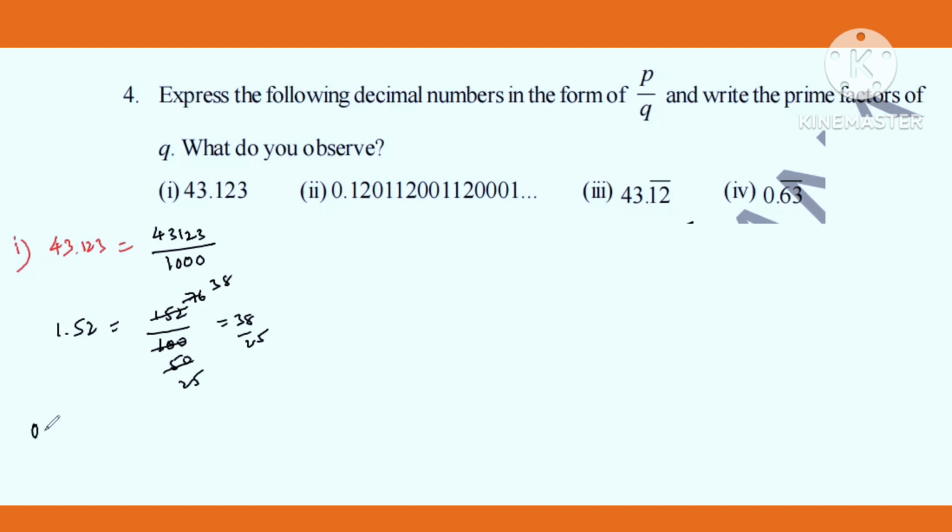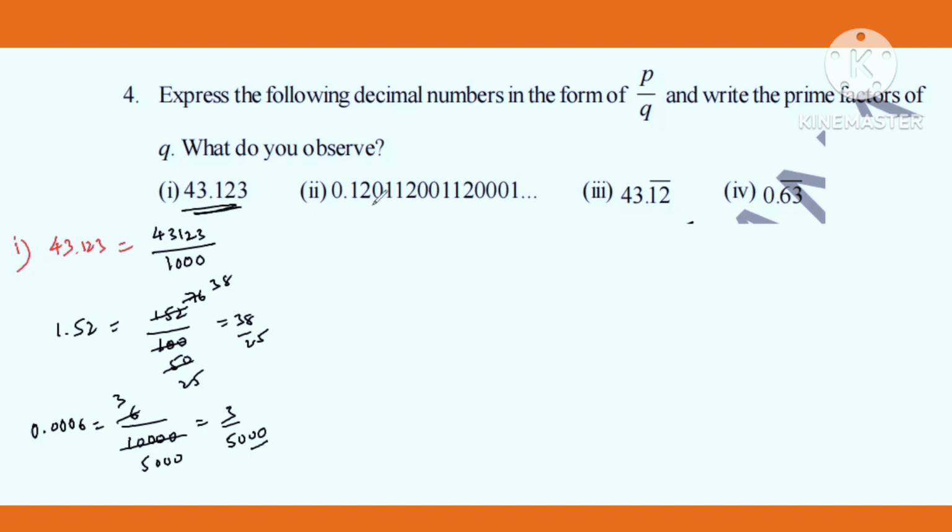For example, 0.0006 is given. Here 6 by how many places are there after the point? 1, 2, 3, 4. We get 10,000. Still we can divide: 2 threes are 6, 2 fives are 10, so 5,000. 3 by 5,000. So this type of problems you can easily write in the form of p by q.